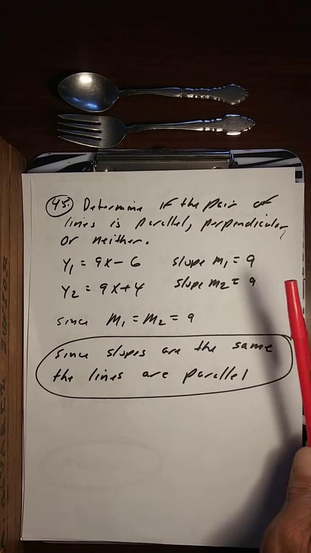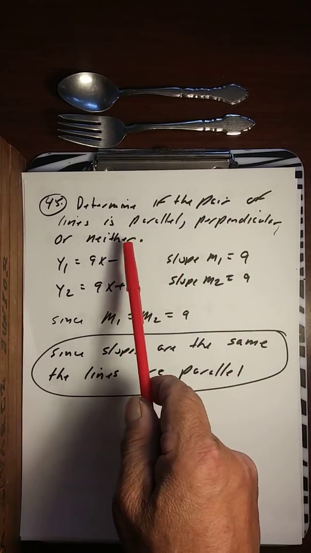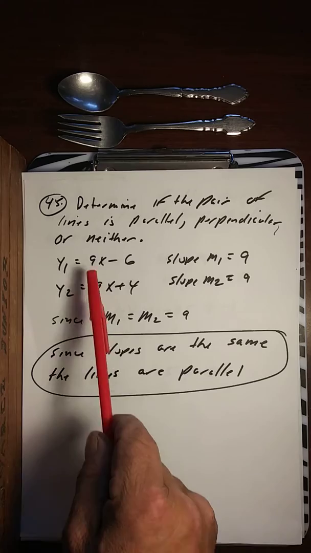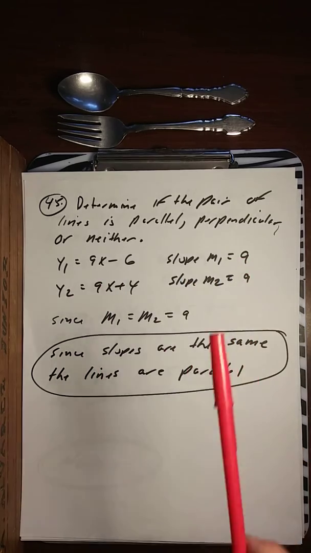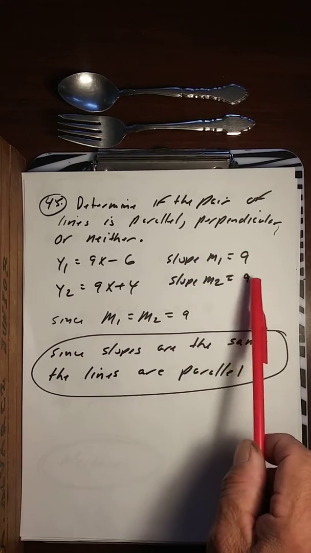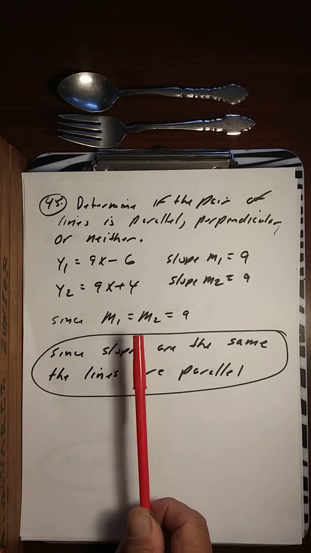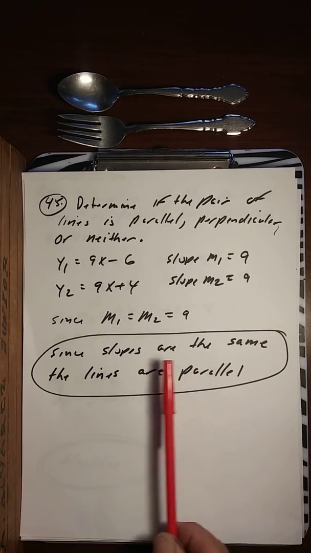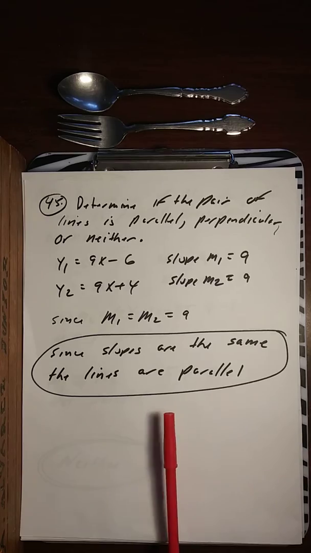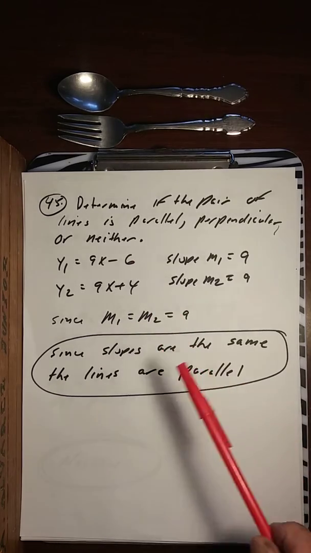All right, determine whether the pair of lines is parallel, perpendicular, or neither. Here are the problems again. There's the slope, and there's the other slope. The slope is 9, the slope is 9, so m1 equals m2 equals 9. Since the slopes are the same, the lines are parallel. And look, all these other numbers are different too, so they are parallel lines.